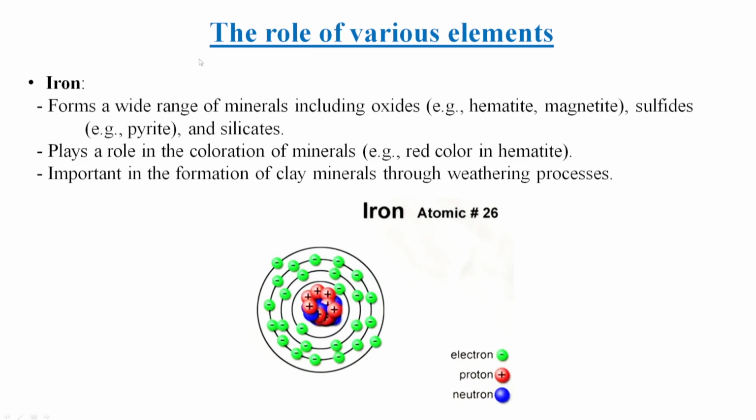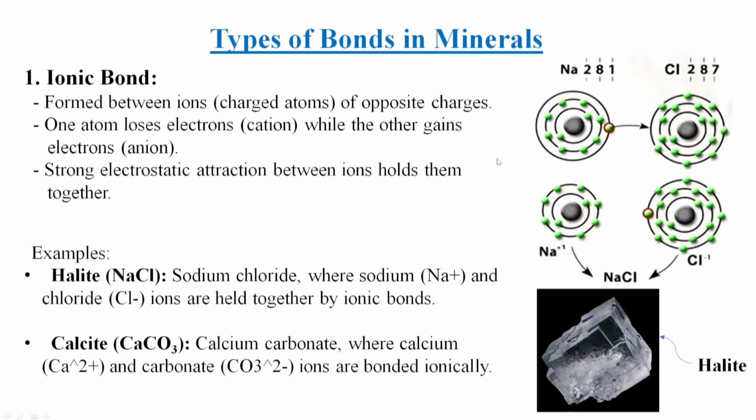Then, coming to the last one, obviously there are other elements which also play a significant role in the formation of minerals, but looking at iron, it forms a wide range of minerals including oxides, sulfides and silicates, and it plays a role in the coloration of minerals, for example the red colored mineral hematite. It is also important in the formation of clay minerals through weathering processes. So iron, again, having an atomic number of 26, is also a very important constituent in any mineral.